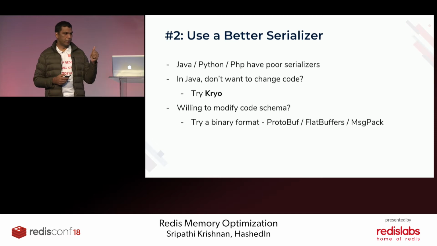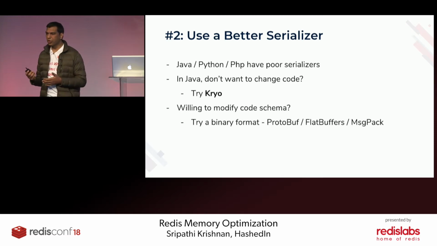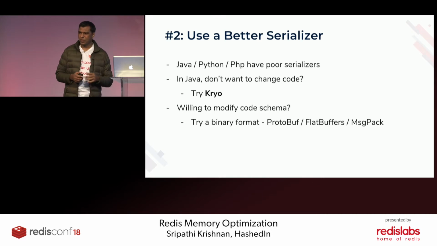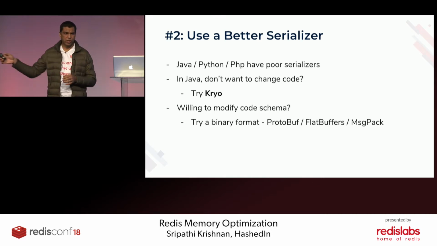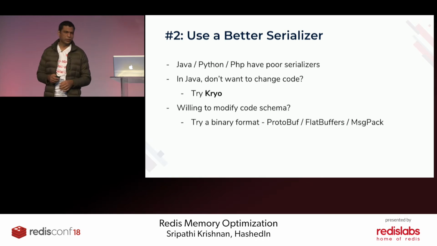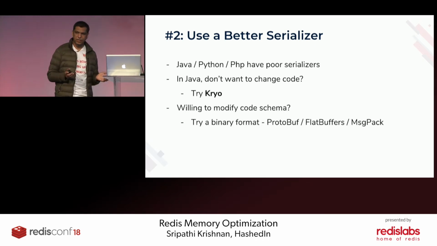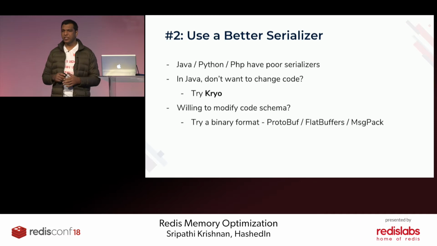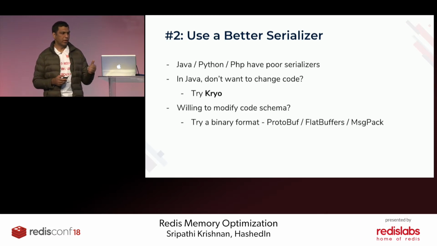So the summary is, you don't want to change code. It's a very complex nested object. Try to use Kryo. If it's a flat object, not too much hierarchy in it, try to use message pack, protocol buffer, flat buffer, whatever. There are several serialization algorithms. Anything that is binary and optimized is good for Redis, right?